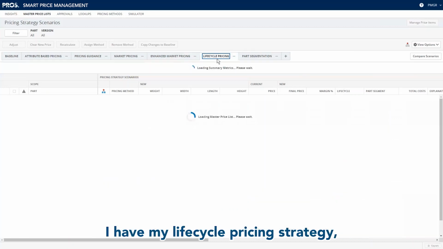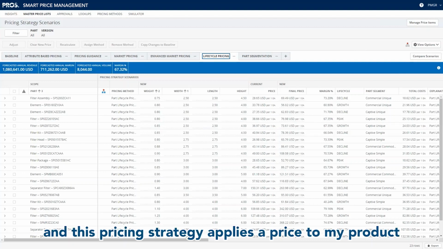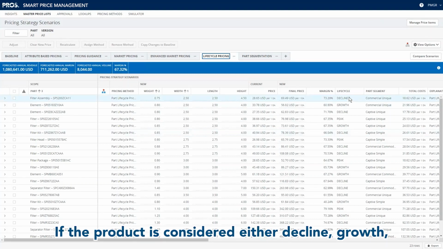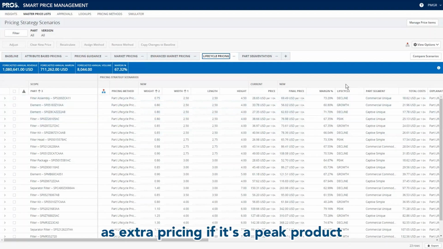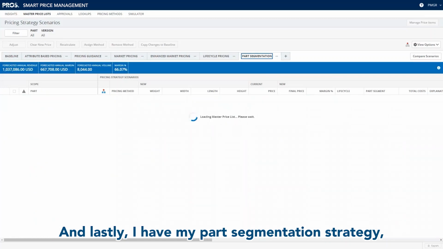I have my life cycle pricing strategy. And this pricing strategy applies a price to my product based on where it is in a life cycle, if the product is considered either decline, growth, or peak. And it then adjusts the price as expert pricing if it's a peak product, or a target price if it's in growth or decline. And lastly, I have my parts segmentation strategy.